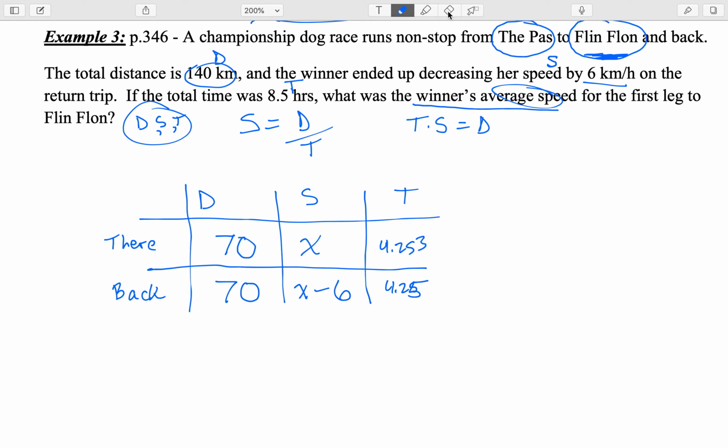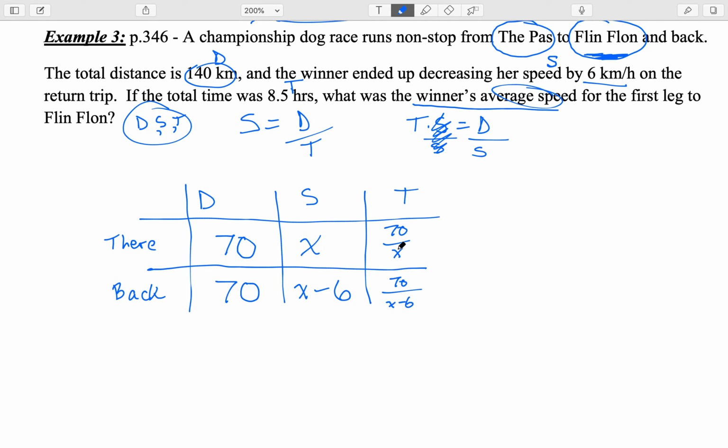I don't know what this time is. If only I had a formula to tell me what time is. Yes, time is equal to distance divided by speed. There it is. See? Time is equal to distance divided by speed. 70 divided by x. And so this one is going to be 70 divided by x minus 6.